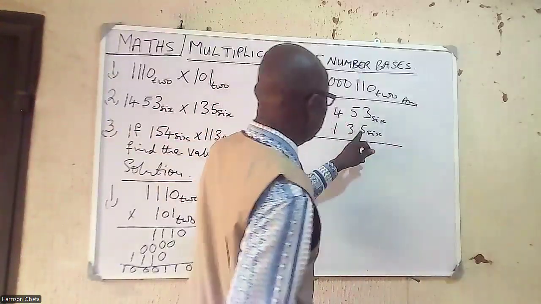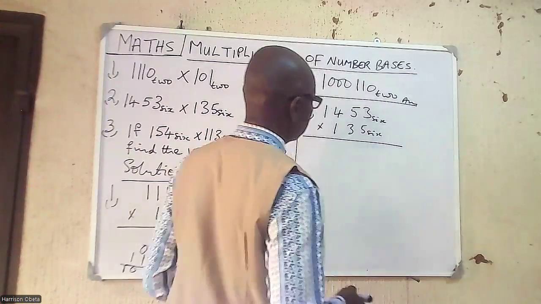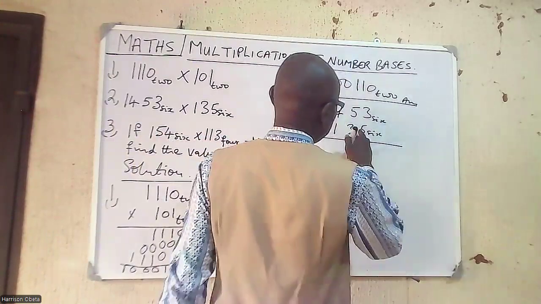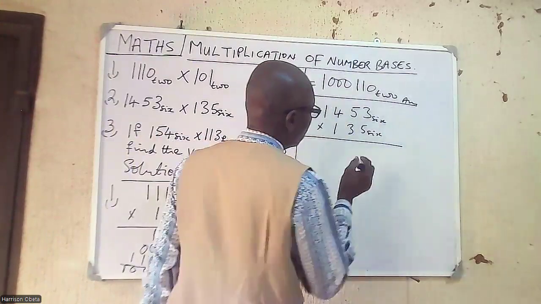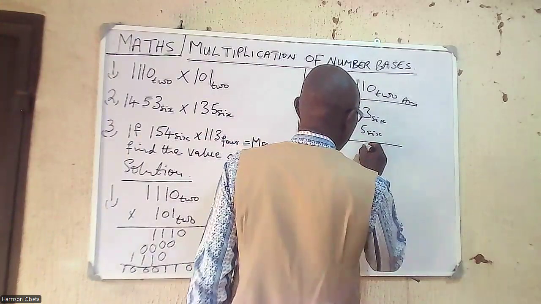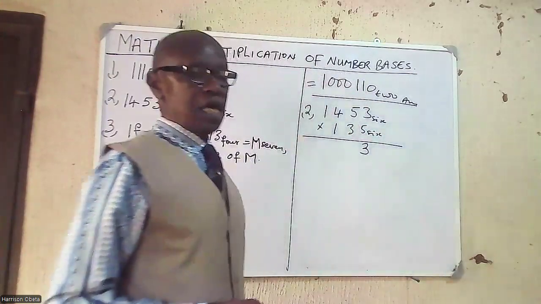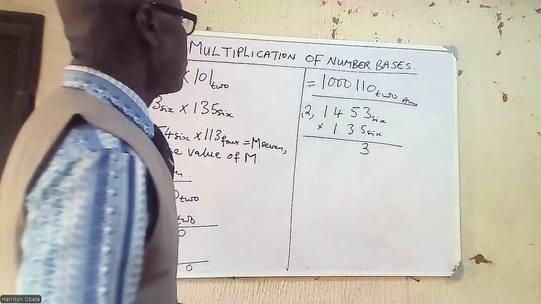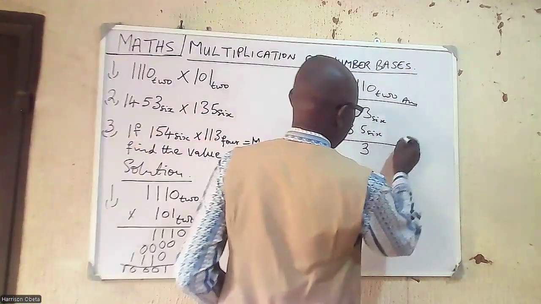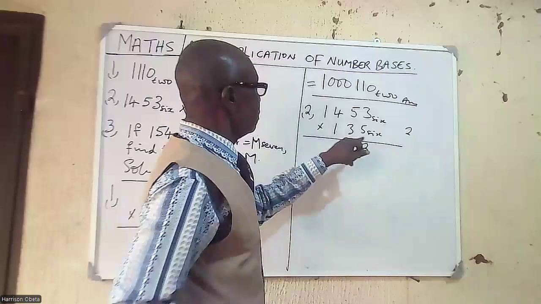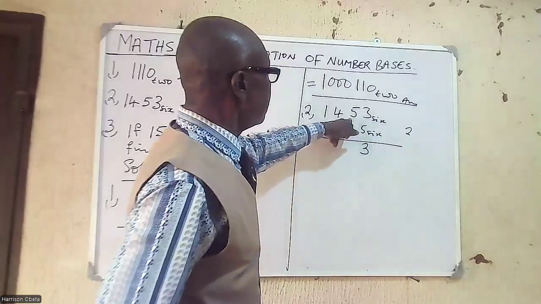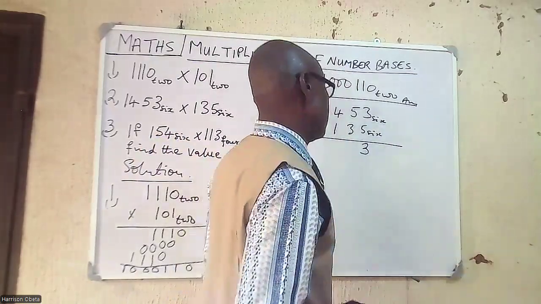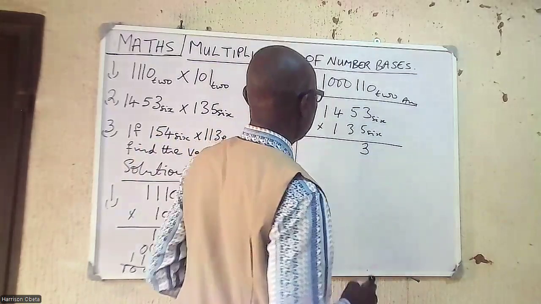So starting with this, 5 times 3 is 15. How many 6 do we get out of 15? We have 2, remainder 3. The remainder is what we are going to write down. Out of 15, we have 12, because you can get 2 sixes out of 12. So you write 3, carry 2. Then 5 times 5 is 25, plus this is 27. How many do you get out of 27? That is 4, remainder 3.